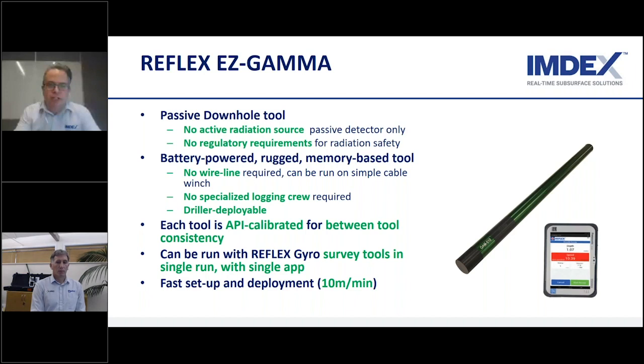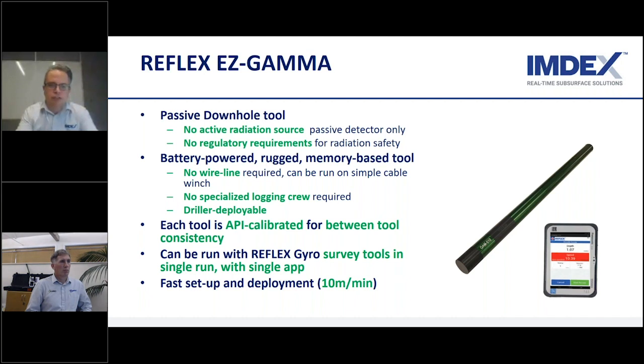And so that there's consistency between tools, each tool is API calibrated. So if you take one tool and swap it with another tool, you'll get the same results, so you don't require a specialist to be looking at the data. Another good thing about the EasyGamma is it can be run simultaneously with the Reflex gyro survey tools. So you're collecting both your gamma data and your survey data in a single run with a single app, which I'll talk about in a minute.